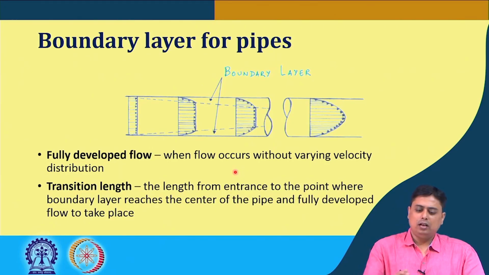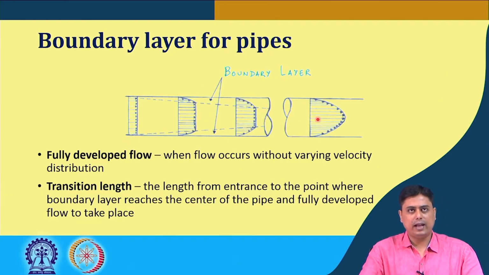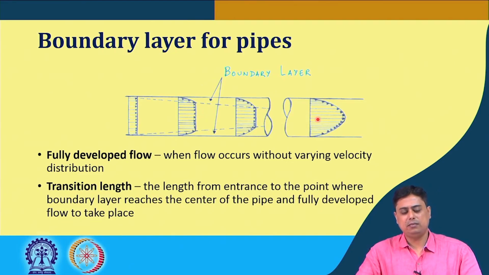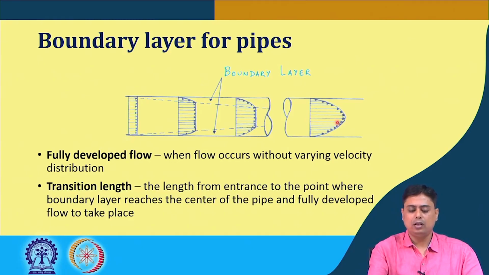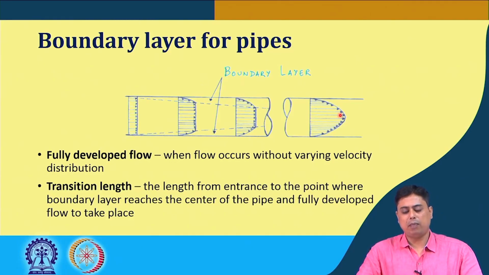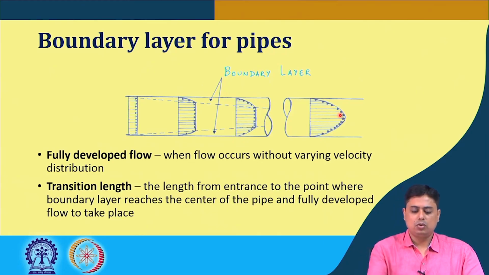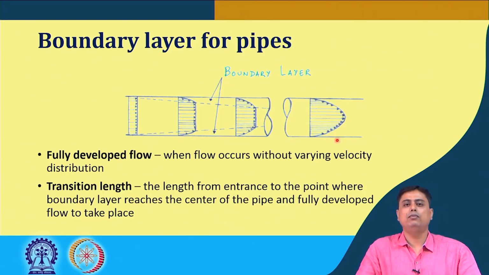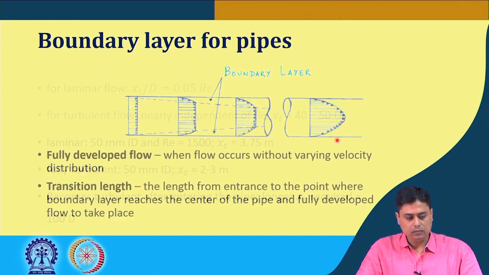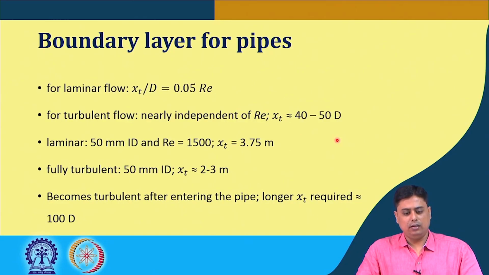Now, quite naturally, this fully developed flow requires a certain length. That length is typically characterized as the transition length: the length from the entrance to the point where the boundary layer reaches the center of the pipe or the conduit, and the fully developed flow takes place. So, till this distance in a pipe, we call this the transition length. This is the transition length that is required to have the fully developed flow.